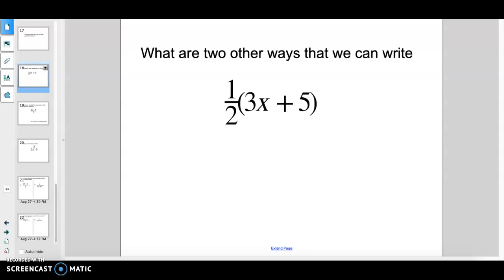So I know fractions aren't everyone's favorite thing, but inevitably in math, you're going to see fractions. So if I see this 1/2 times 3x plus 5, there are two ways that I could write this. One way is I could use the distributive property.